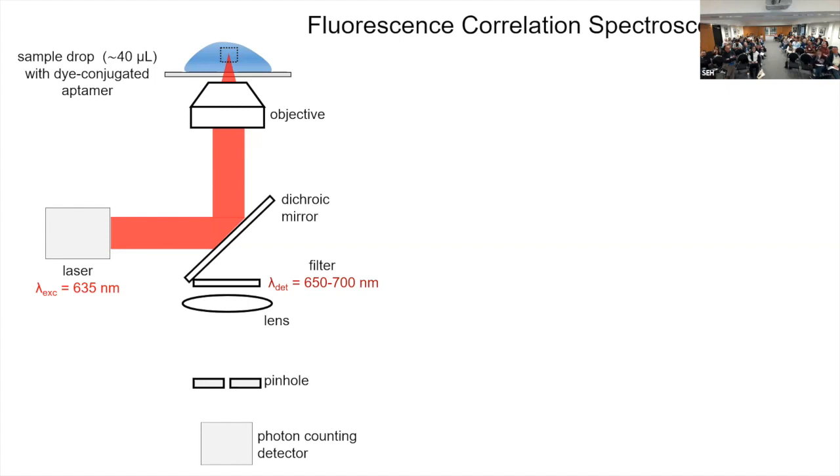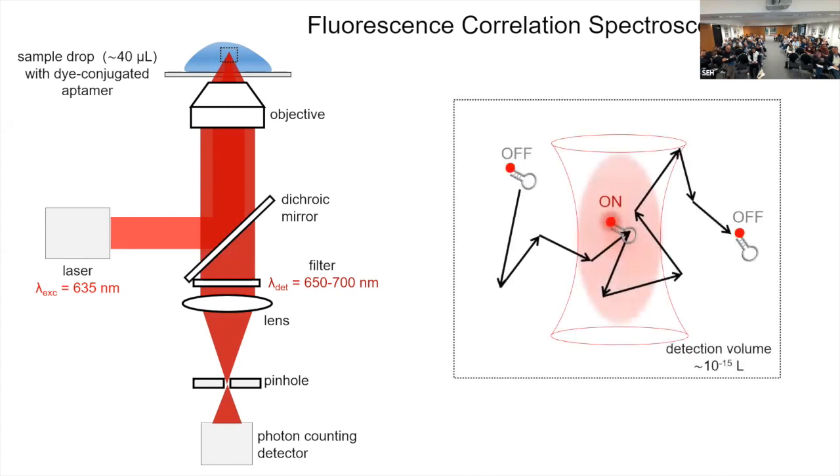Essentially, it's set up as a confocal microscope. We have the laser excitation, which is focused on the sample, a drop of solution which contains, in this case, an aptamer conjugated with a dye. Fluorescence is emitted, passes through a lot of optical elements, and is finally collected by a photon counting detector. The actual effective detection volume of this setup is really tiny. It's about a quarter of a liter.